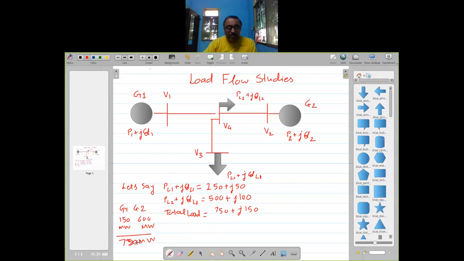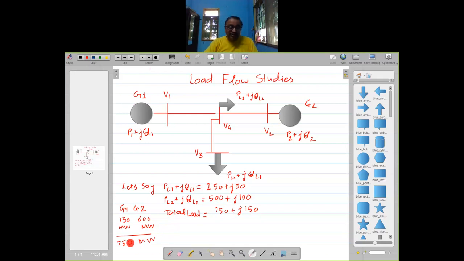Let me clear this. 750 megawatt. So would it be okay that whatever is the load, that much is the generation? So this 750 megawatt is the total demand, as we call it, and the total generation is 750 megawatt. So is it okay?